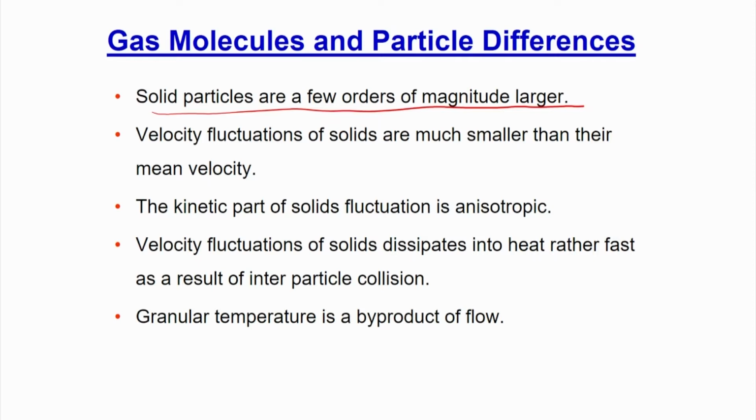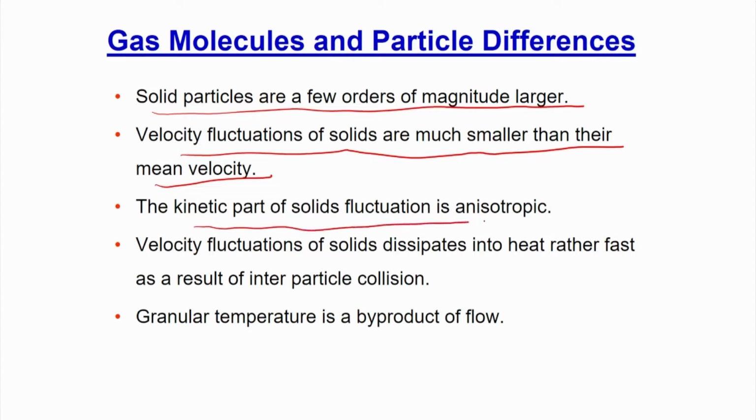For gas molecules, even if you take the Chapman-Enskog theory, we assume a finite size of the gas molecules, but the particles are generally a few orders of magnitude higher. A gas molecule, even with a finite size, will generally be in the order of angstrom. Here you will get the order of micrometer or nanometer. Even for nanometer particles it is 1 order of magnitude higher; for micrometer level particles, 4 orders of magnitude higher. The velocity fluctuation of the solids is much smaller than their mean velocity, and that is true most of the time, while in the case of gases it may not be true; the fluctuating velocity may be higher compared to the mean velocity. The solid fluctuation is anisotropic.